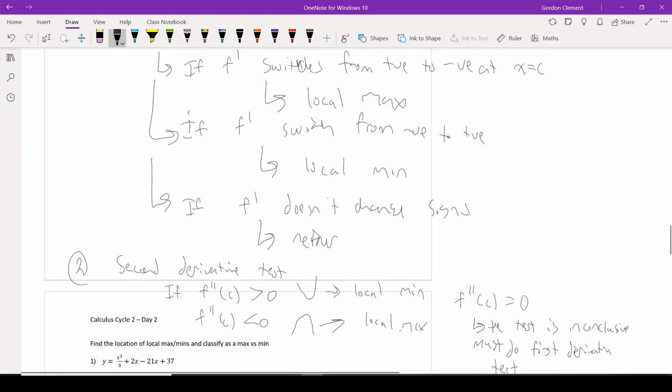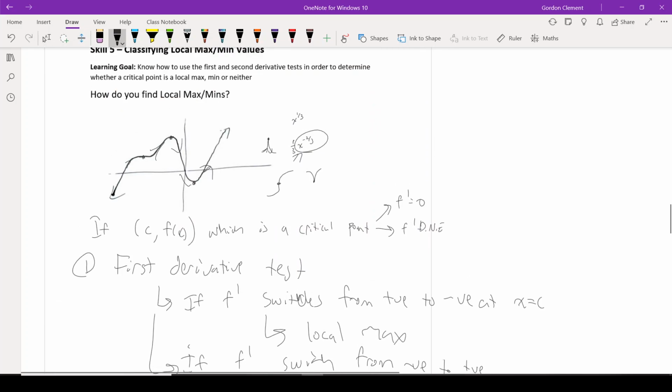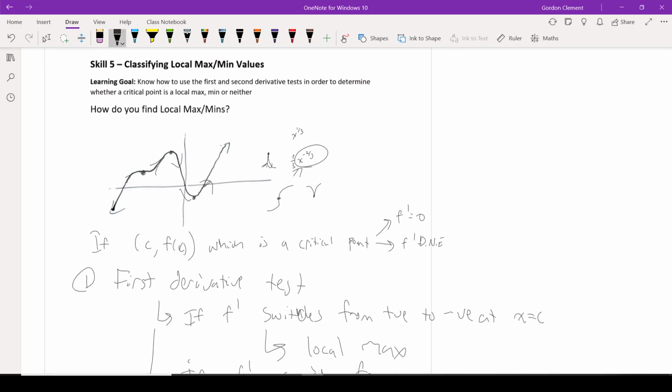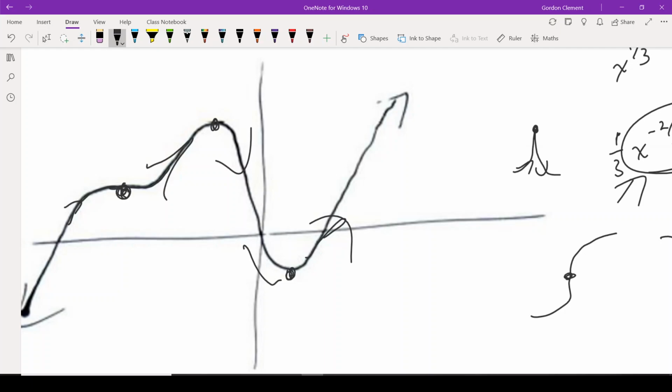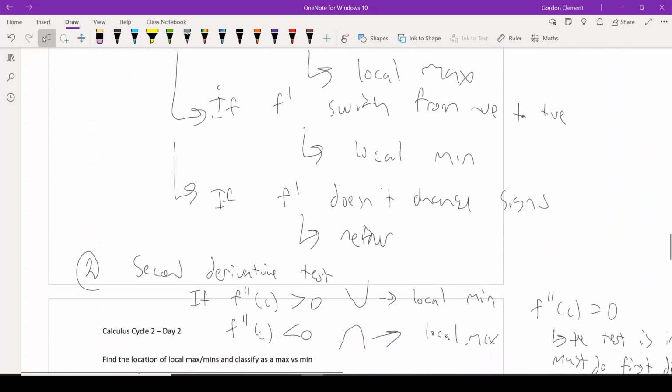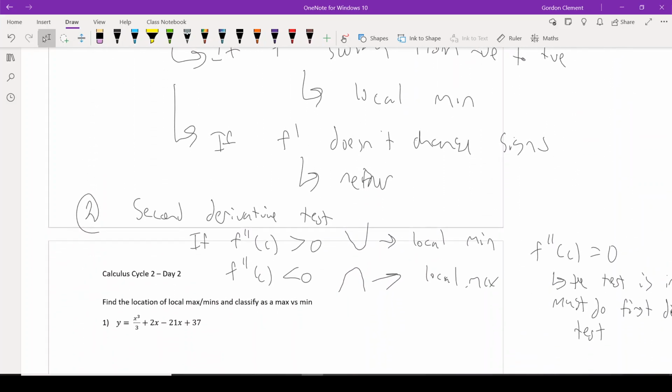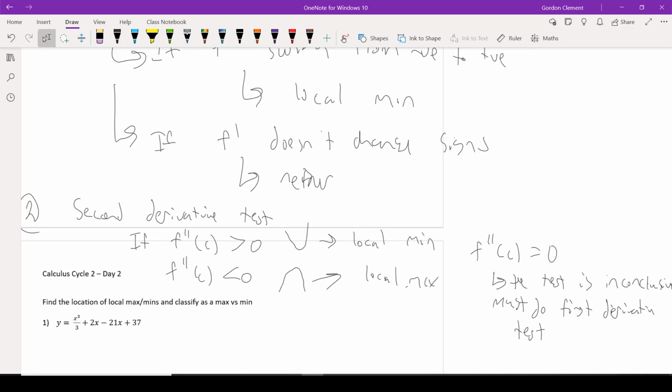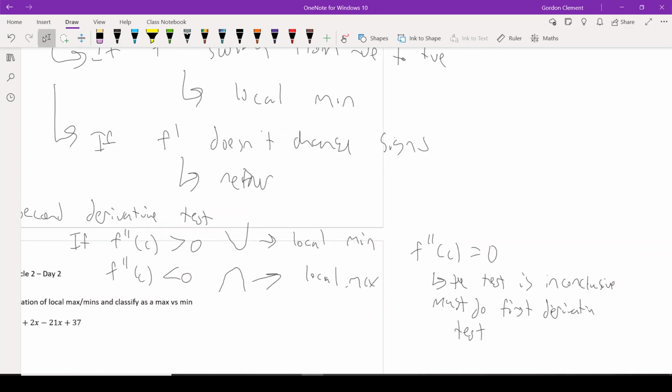Because if it's something like this one where there's no local max or local min, the second derivative will for sure come out 0. But it's possible that there is a local max and the second derivative is still 0, or there is a local min and the second derivative is still 0. So you just can't tell when the second derivative is 0, and you have to do the first derivative test in that case. So it doesn't mean it's neither. It could be anything if you get exactly 0 for the second derivative. You actually have to go back and do that first derivative test.